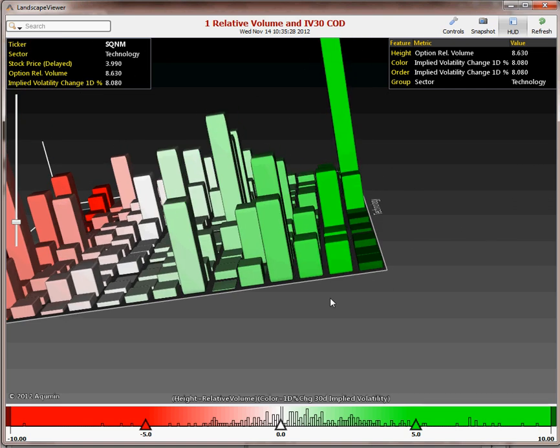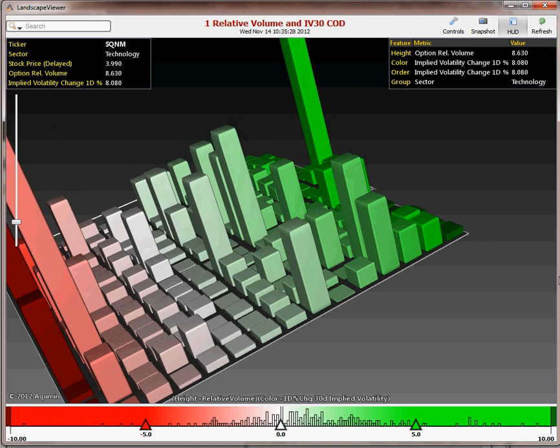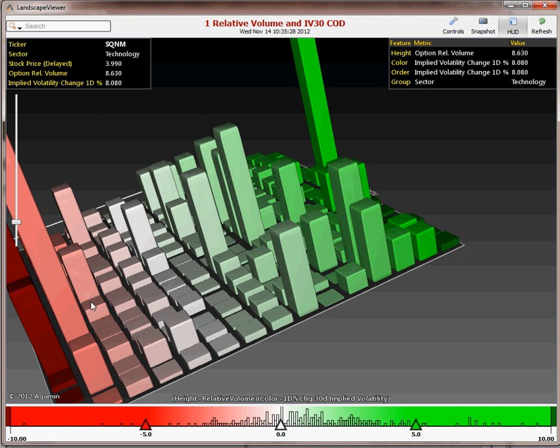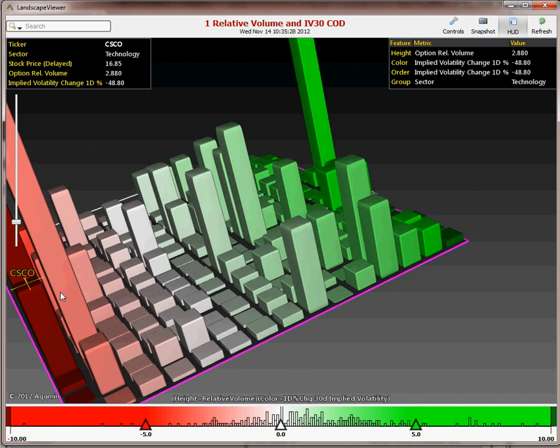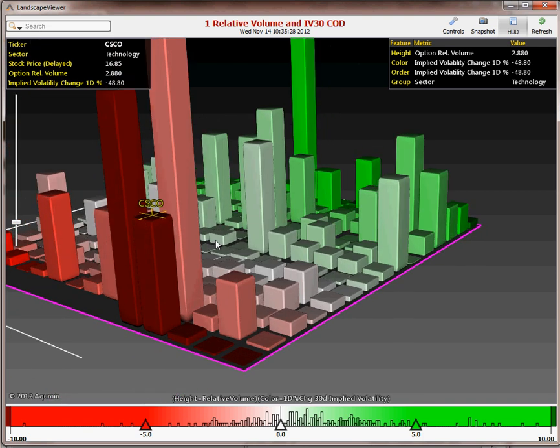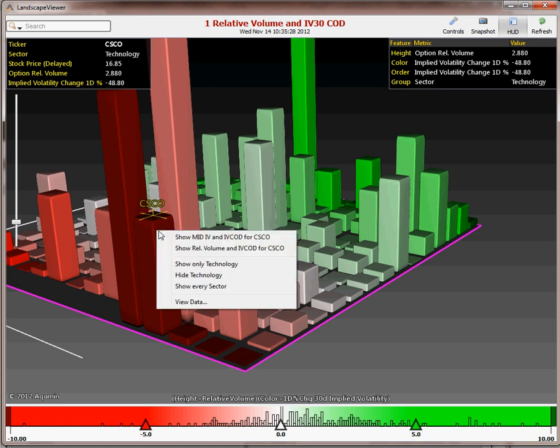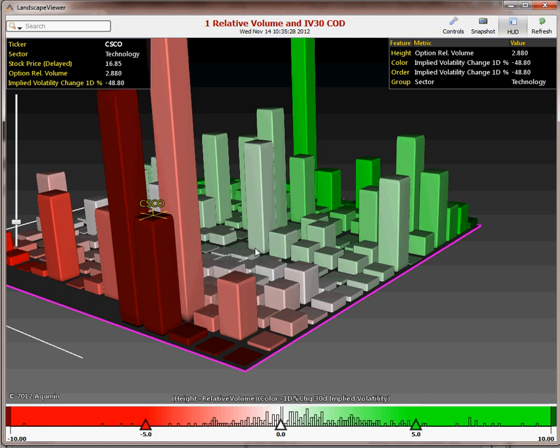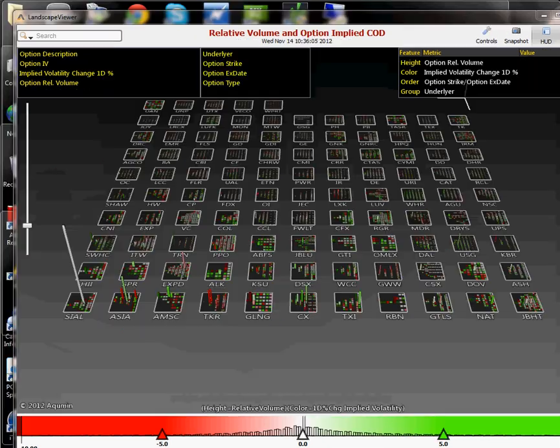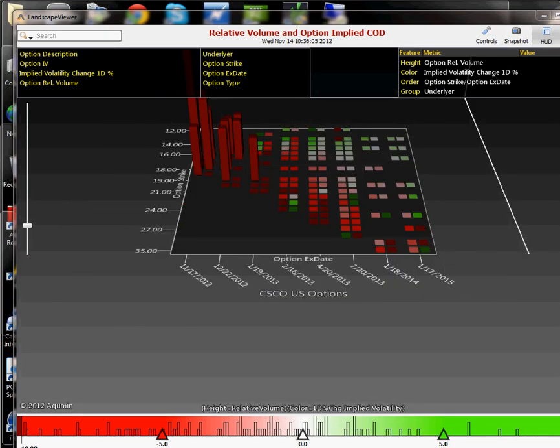Spin that around. Let's see what's going on the other side here. We see many up on the day. Let's see what's going on down on the day. There's Cisco. There's some other stocks here, Tyco, SNE, but let's look at Cisco here. Let's right click on that and show again the relative volume and implied volatility change in the day for Cisco itself.